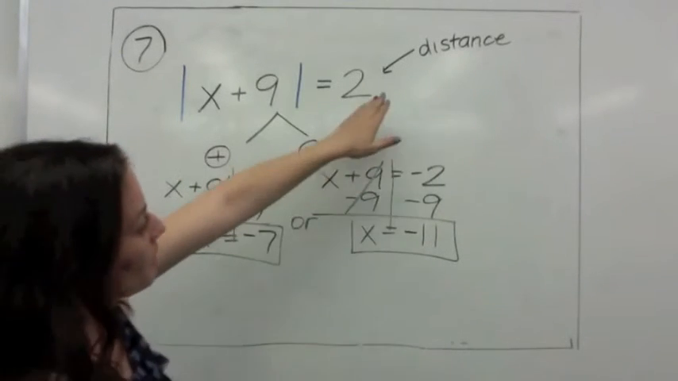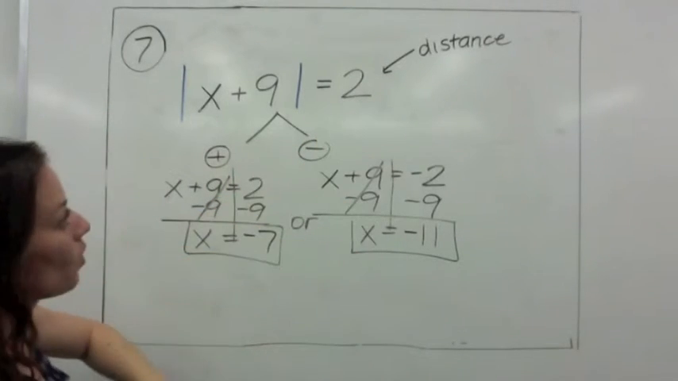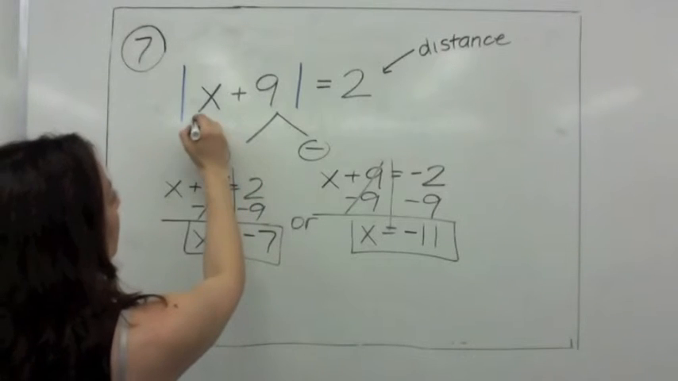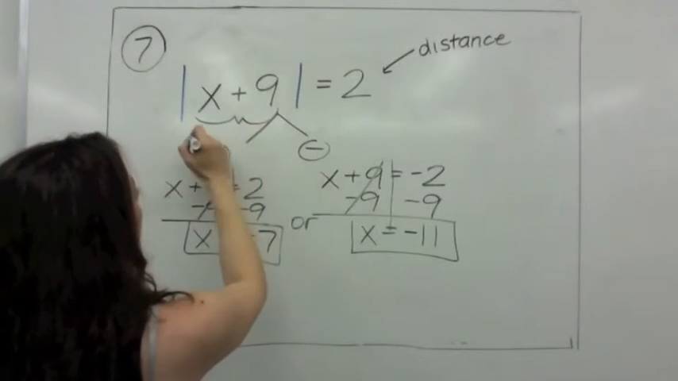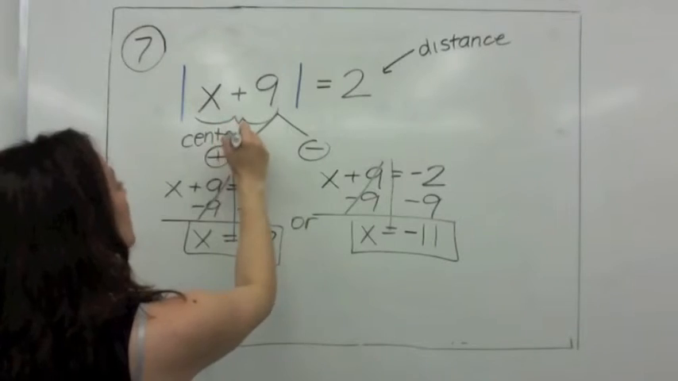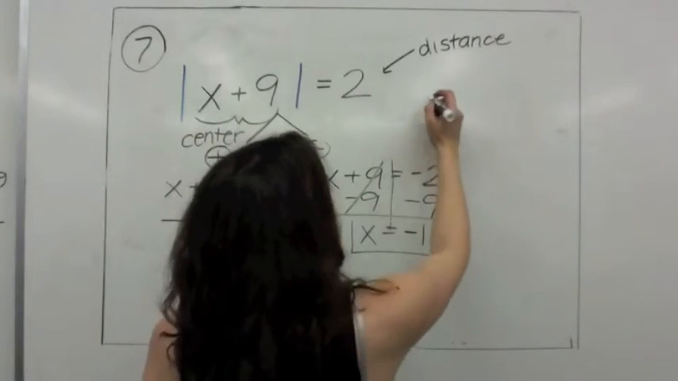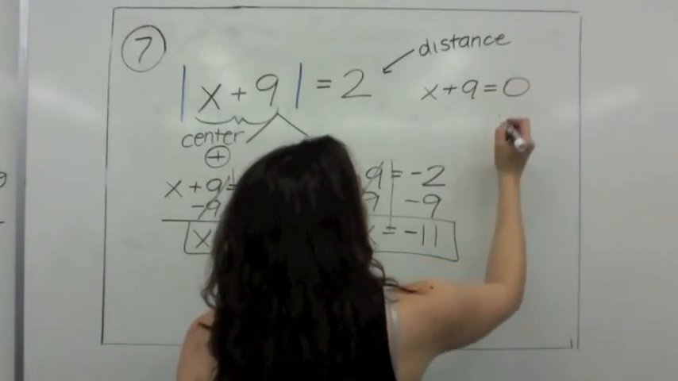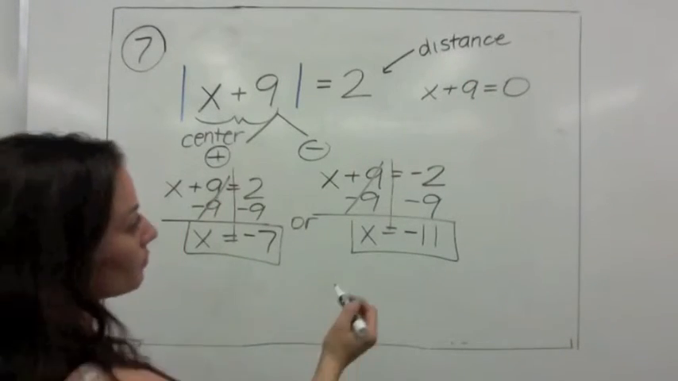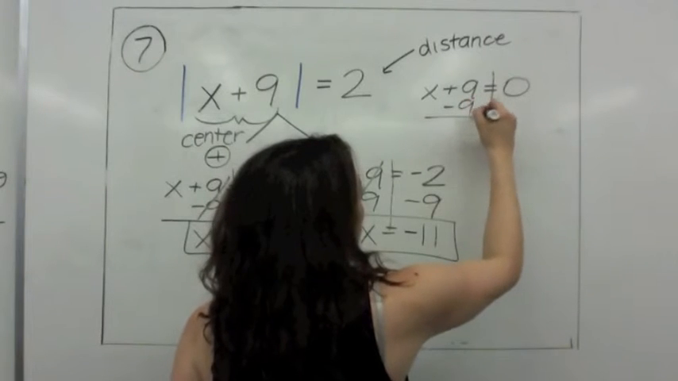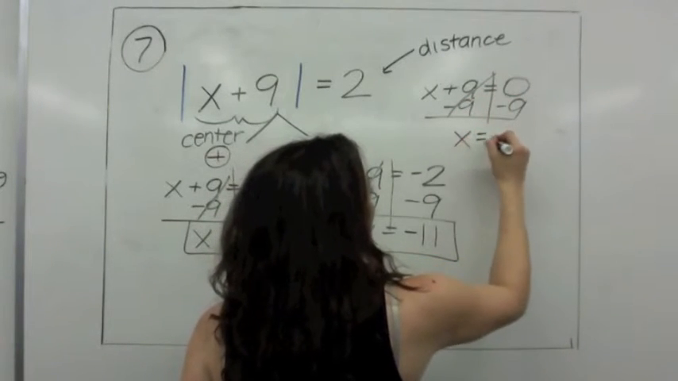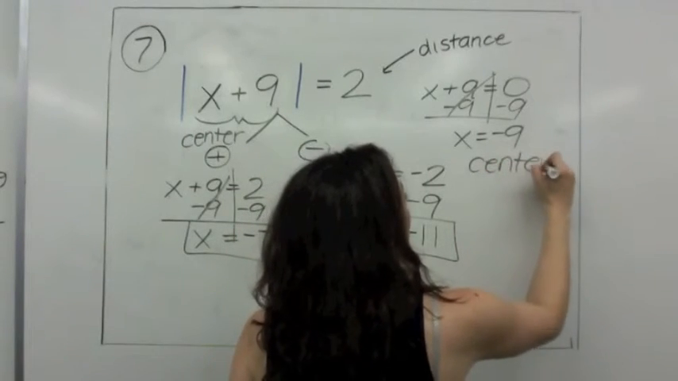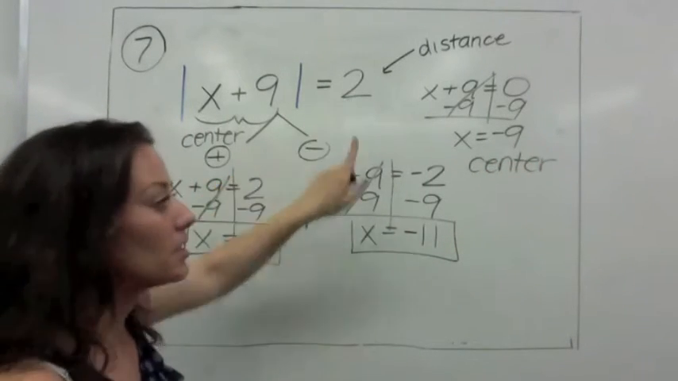Okay, and let's see if this works. So 2 would be the distance. What the center is what's inside absolute value, okay? Right here. We call this the center. To find the center, and if you want to show this graphically, we're going to take what's inside absolute value, which is x plus 9, and make it equal to 0. When you do that, you can subtract 9 from both sides, and x gives you negative 9. So this is going to be the center, and remember, the distance is 2.